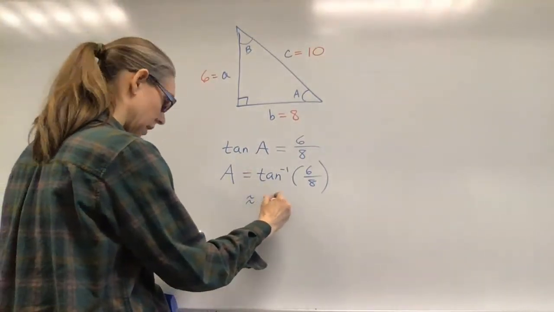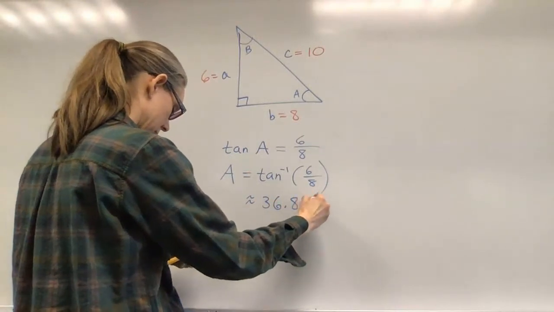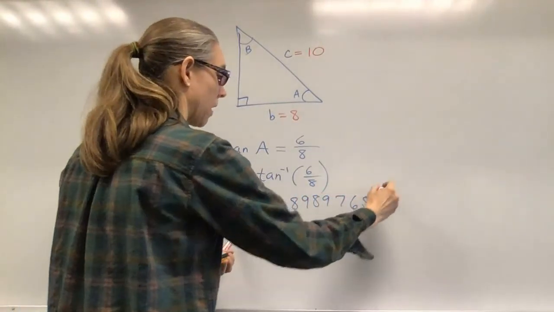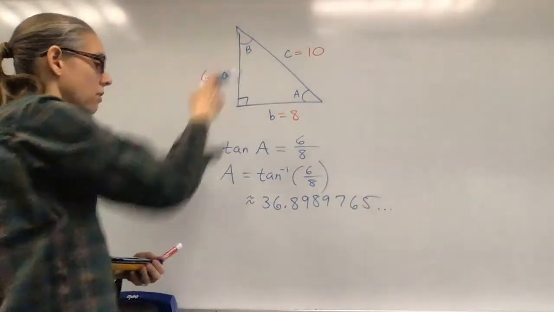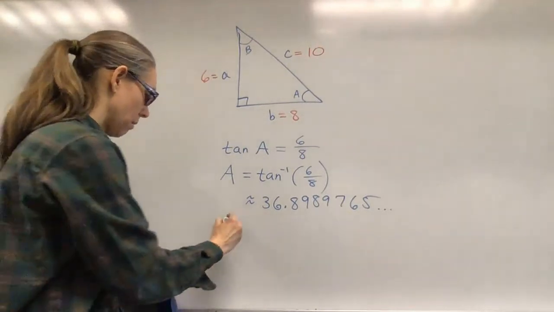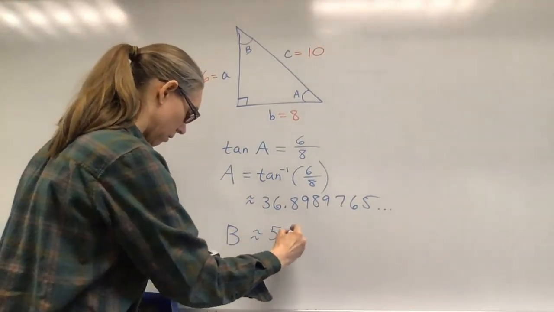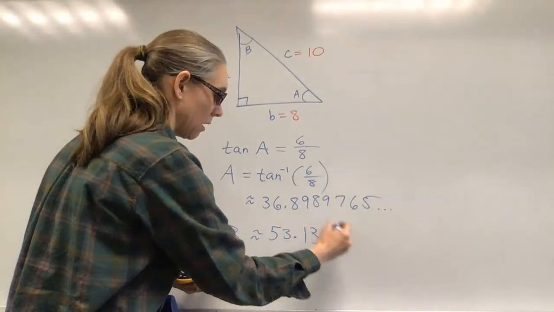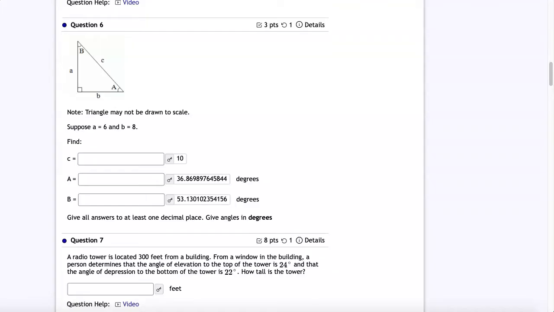And this is approximately 36.869896765. So to get the other angle, you just subtract this value from 90, and B then is roughly 53.13, etc. So here are the answers right here. You only need to give to at least one decimal place. So you could round this one to 53.1, and this one would round to 36.9. All right, next question is question number 7.